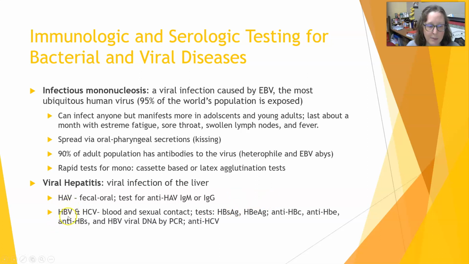Hepatitis B virus and hepatitis C virus are both transmitted by blood and sexual contact. There are several tests for these: the hepatitis B surface antigen, the hepatitis B envelope antigen, the anti-hepatitis B core antibody, the anti-hepatitis B envelope antibody, the anti-hepatitis B surface antigen antibody, and you can also do hepatitis B viral DNA by PCR, and you can also detect anti-hepatitis C virus antibody.